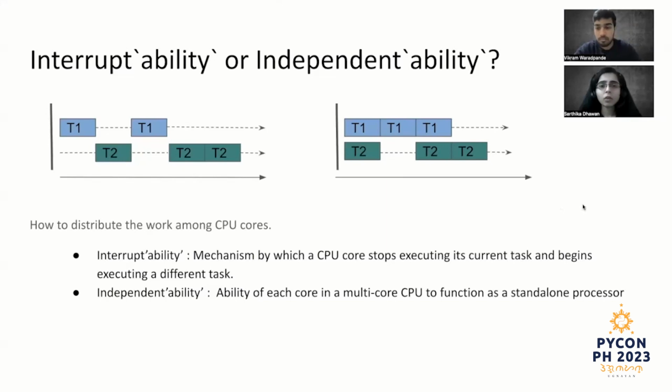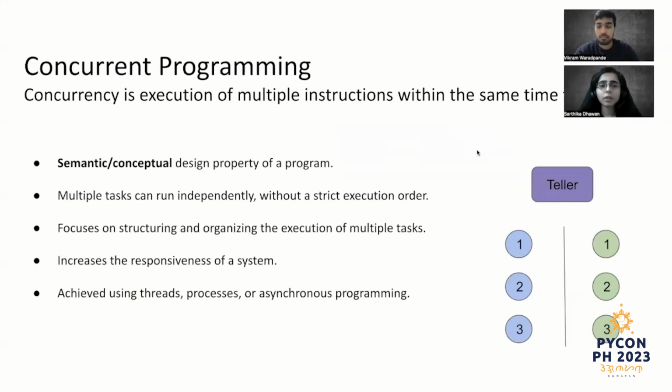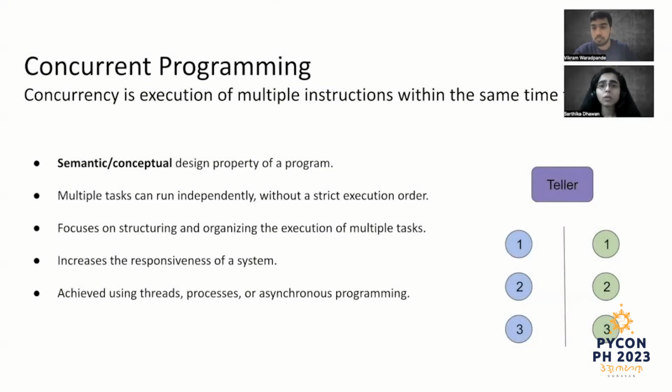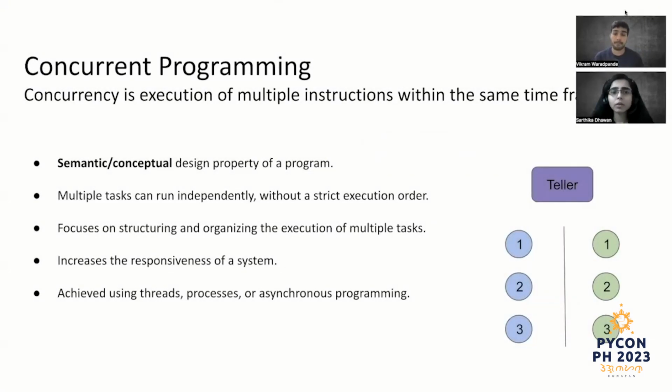Now we will discuss concurrent programming in a bit more detail. As explained previously, concurrency is execution of multiple instructions within the same time frame. One way to achieve this is through time slicing, where the computer switches rapidly between different tasks. It gives the appearance of simultaneous execution, but it is not exactly happening in parallel.